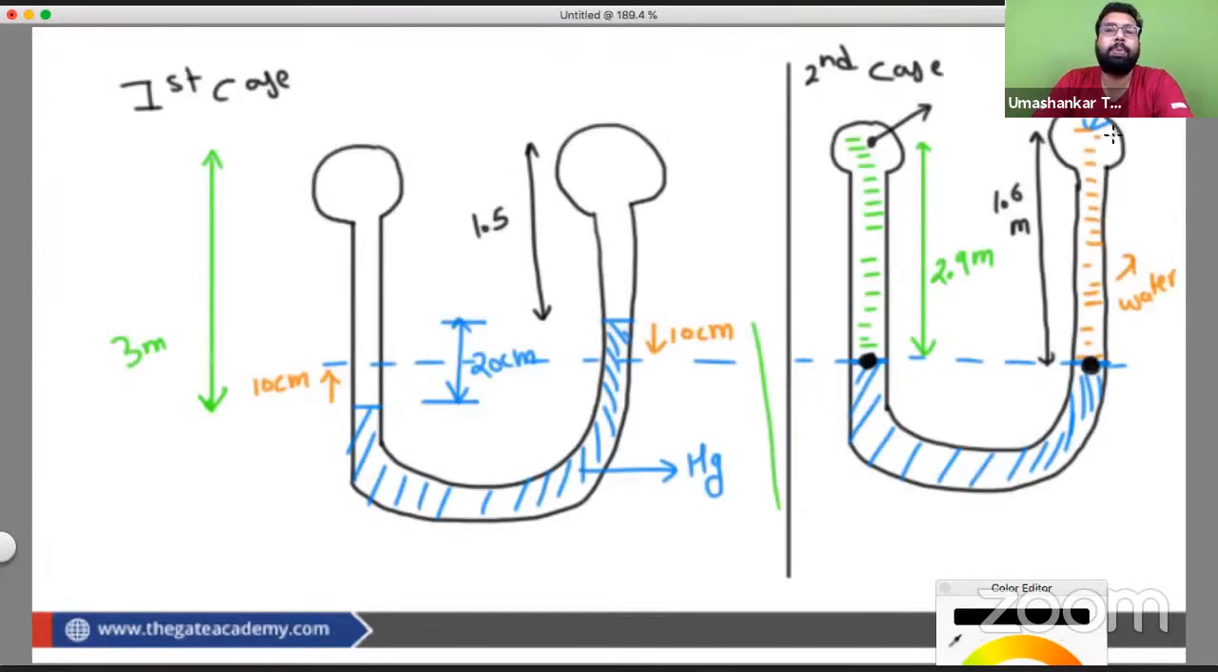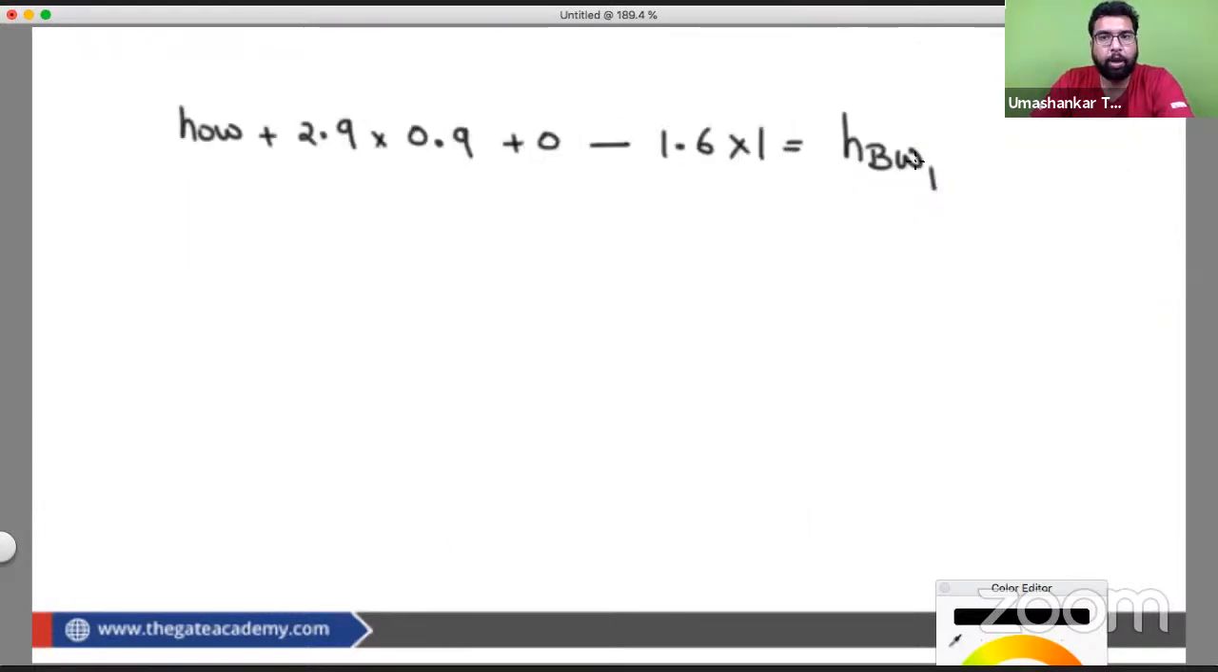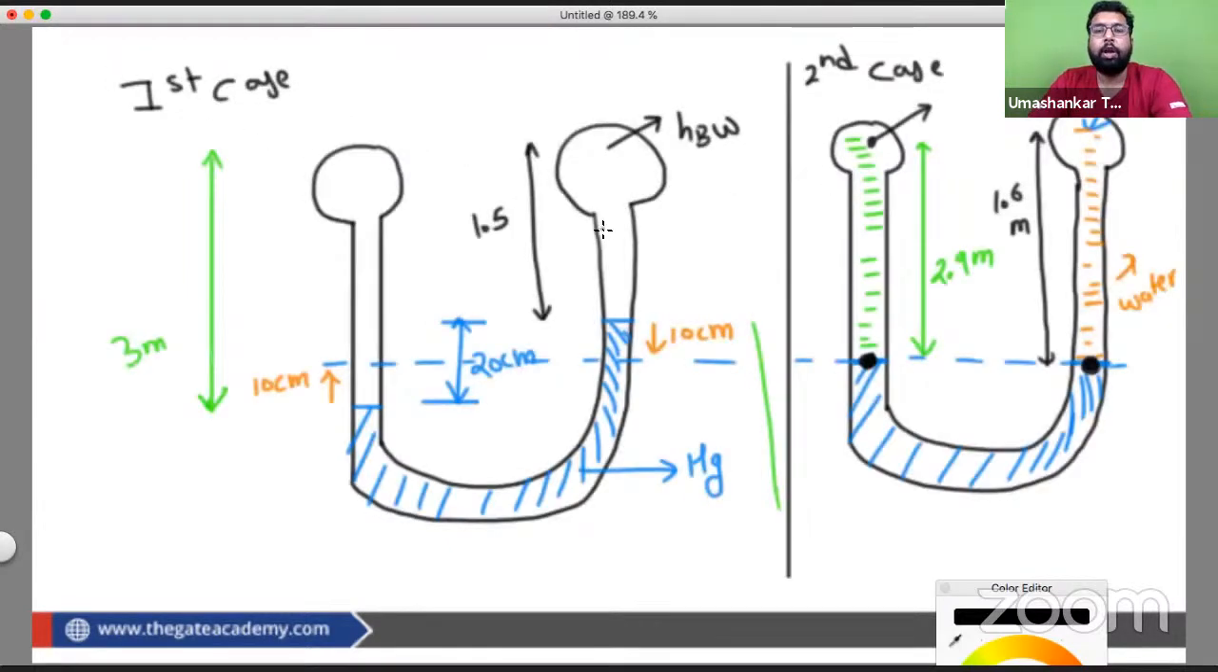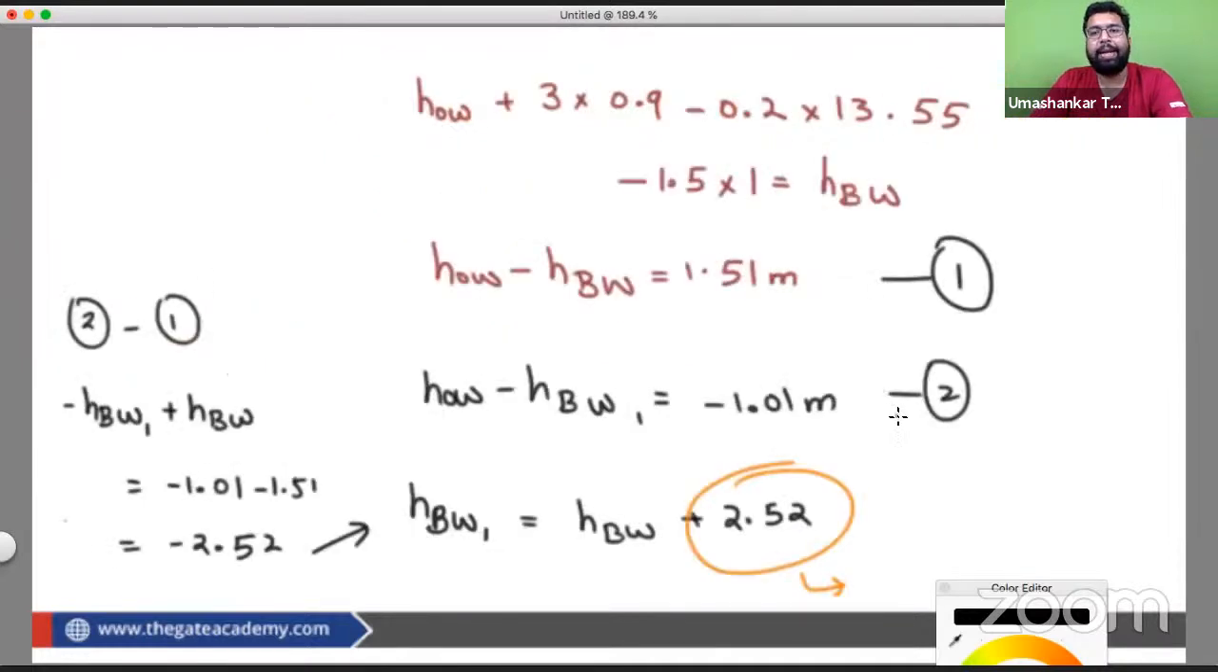Now obviously this pressure has changed. If the initial pressure was HBW here, now the pressure has changed to HBW1, right? So this is your second equation. Now when you solve it, you will get this equation.